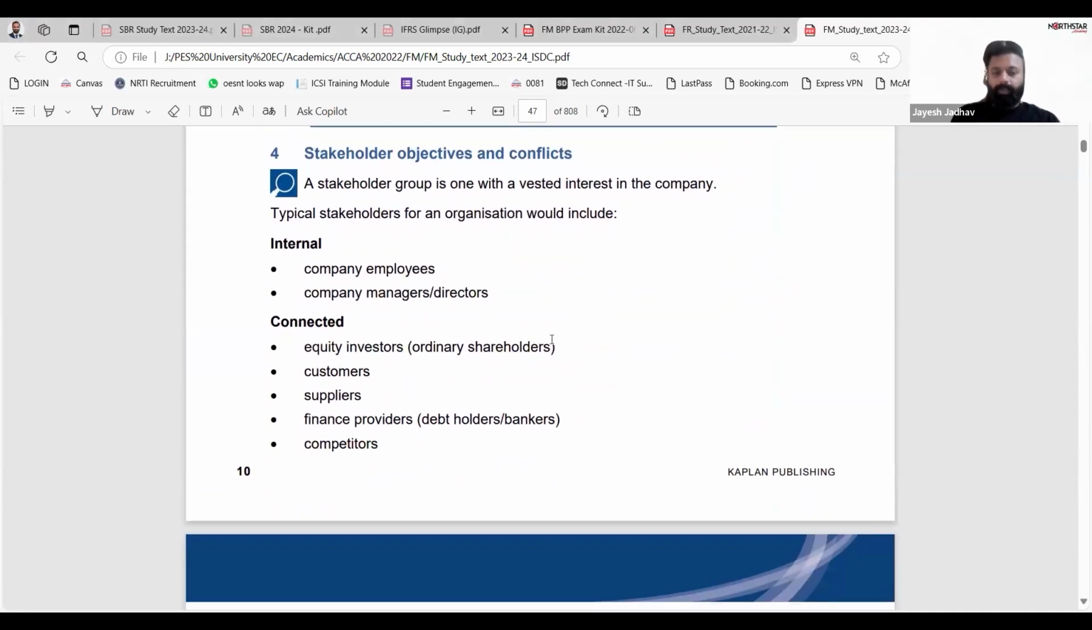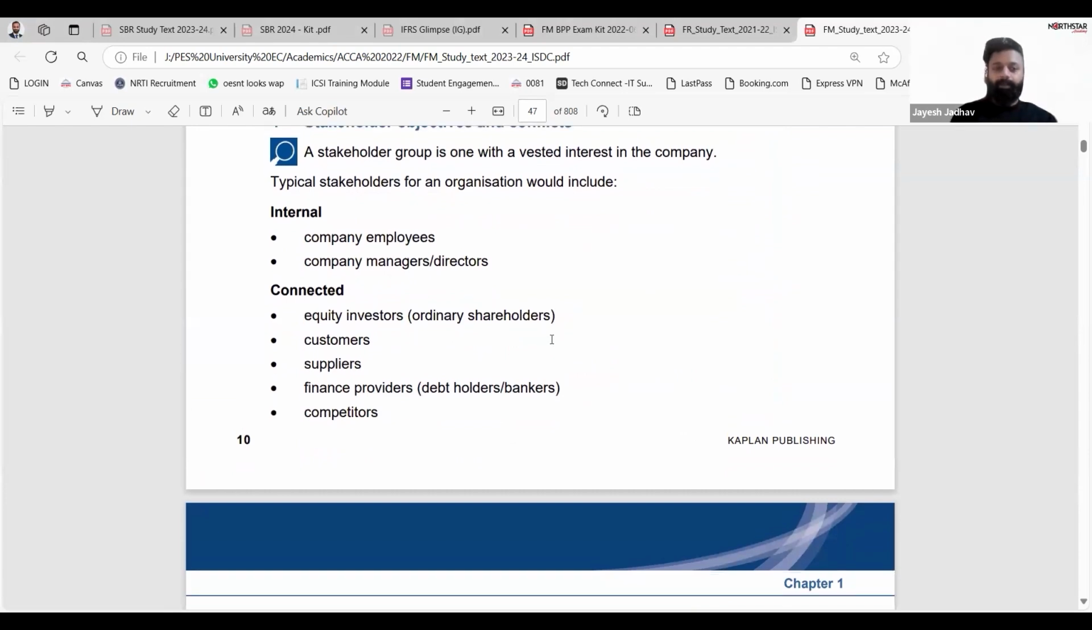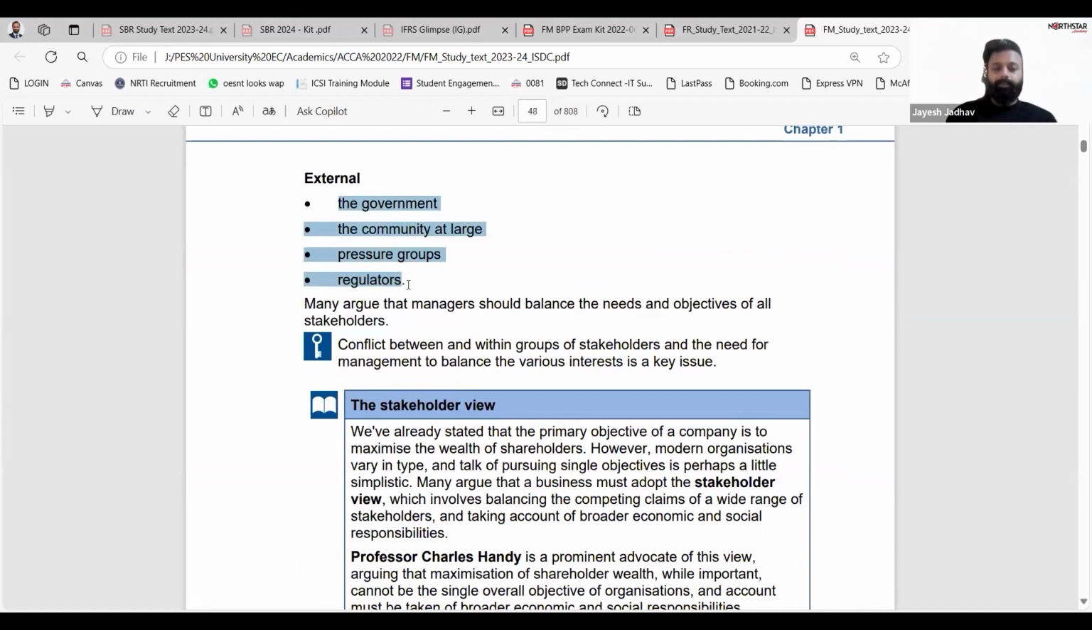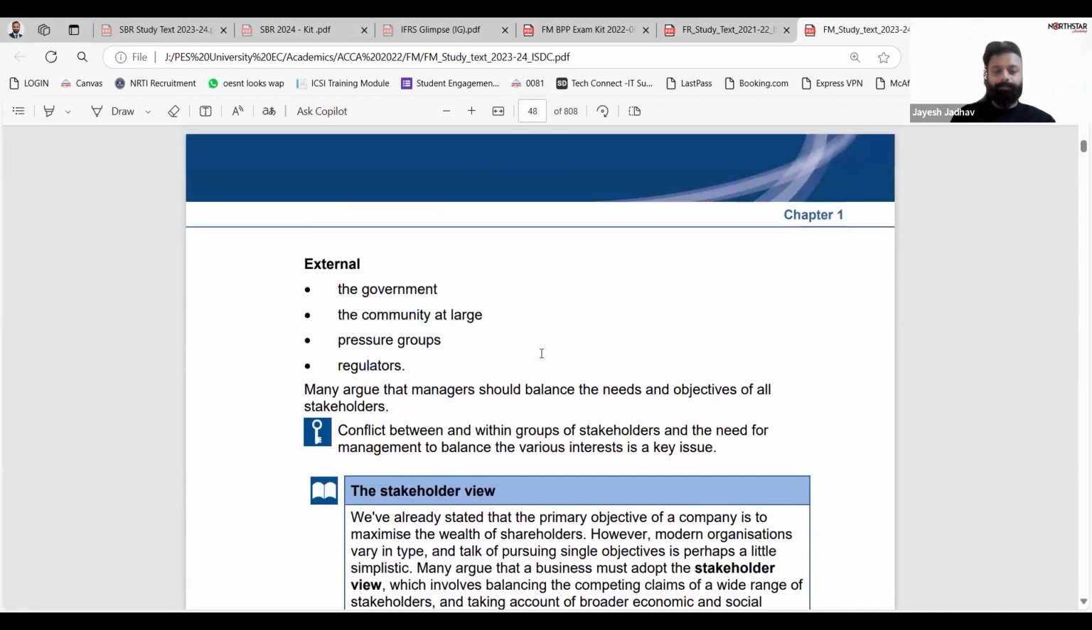Conflicts are very important to understand because these normally are a part of section A questions. Stakeholders are basically not shareholders. Stakeholder means anyone who has a stake in the company. Internal stakeholders are company employees, directors, managers. External usually are your shareholders, customers, suppliers of raw materials, finance providers, competitors, and government. External further includes government, community, pressure groups, and regulators.